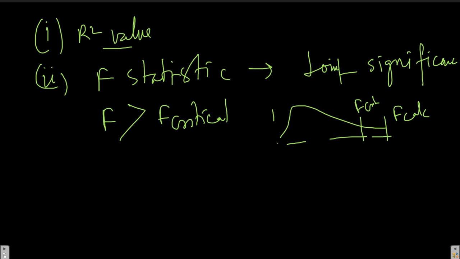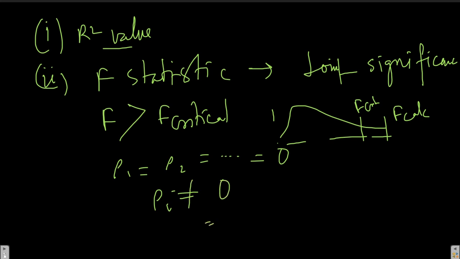And what is the null hypothesis here? The null hypothesis is rho 1 equals rho 2, and whatever other rho you have, equals 0. The alternative hypothesis is that any of the rho is not equal to 0.